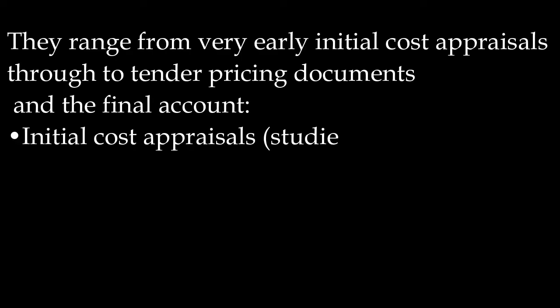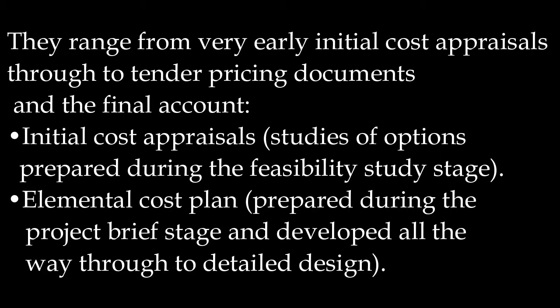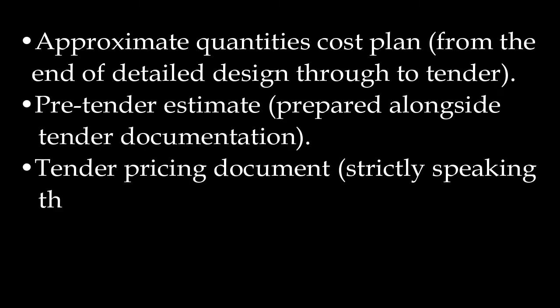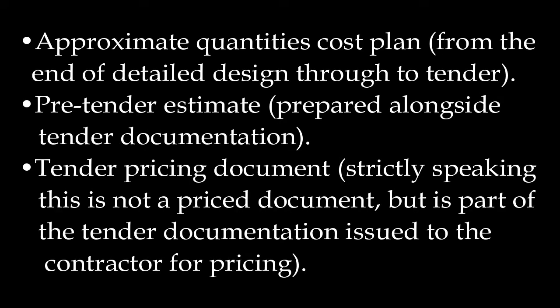They range from very early initial cost appraisals through to tender pricing documents and the final account. Initial cost appraisals are studies of options prepared during the feasibility study stage. Elemental cost plan, prepared during the project brief stage and developed all the way through to detailed design. Approximate quantities cost plan, from the end of detailed design through to tender. Pre-tender estimate, prepared alongside tender documentation.